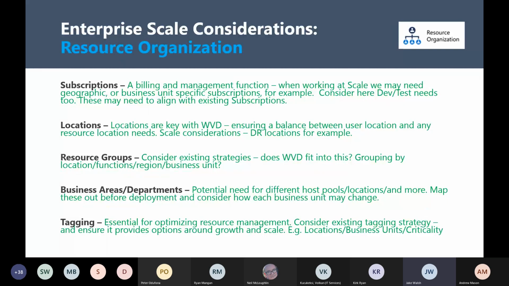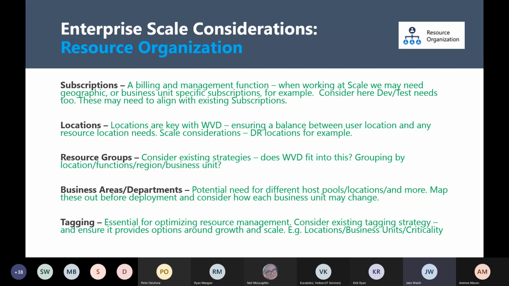Okay, let's have a look at resource organization. It goes without saying, really, organizing resources is essential for ensuring optimal deployment and ongoing management of any service deployed in Microsoft Azure. The implications for organization go beyond everyday management to growth to billing. It's all encompassing, really. When we're talking about organization, I guess subscriptions is a common question as well.